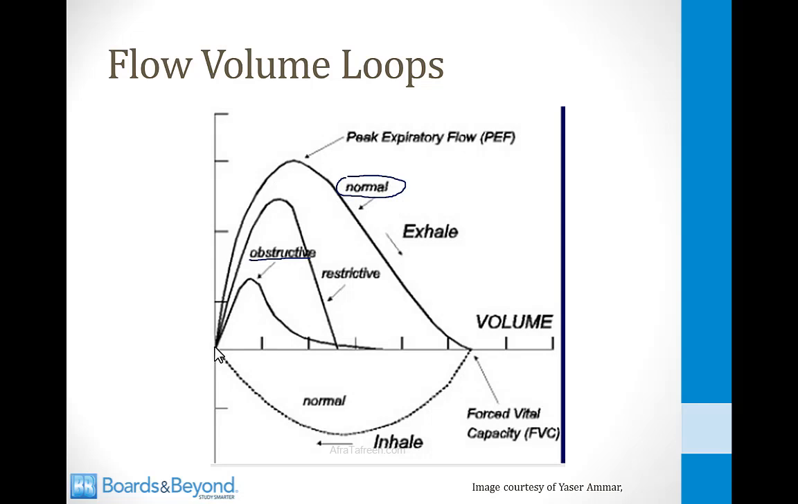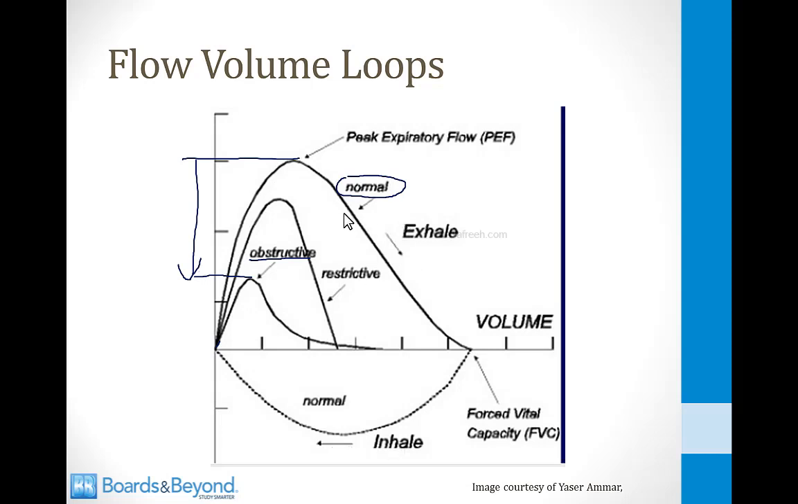So what's going on there? Well, the first thing you notice is that the peak expiratory flow rate is much lower in the obstructive curve than normal. Normal is up at the top here and it goes all the way down to here in obstruction. And that should make sense to you. There's an obstruction to air getting out of the lungs. Therefore, the peak expiratory flow rate is much lower.